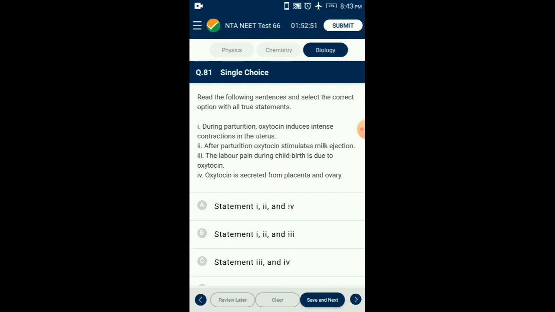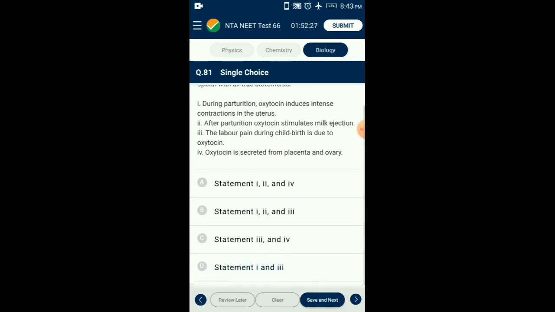Question number 81. Read the following sentences and select the correct option with all true statements. A, B, C statements are correct, but statement D is wrong because oxytocin is produced in the hypothalamus and is secreted into the bloodstream by the posterior pituitary gland. So the answer for this question is option B. Statements 1, 2 and 3 are the correct options.